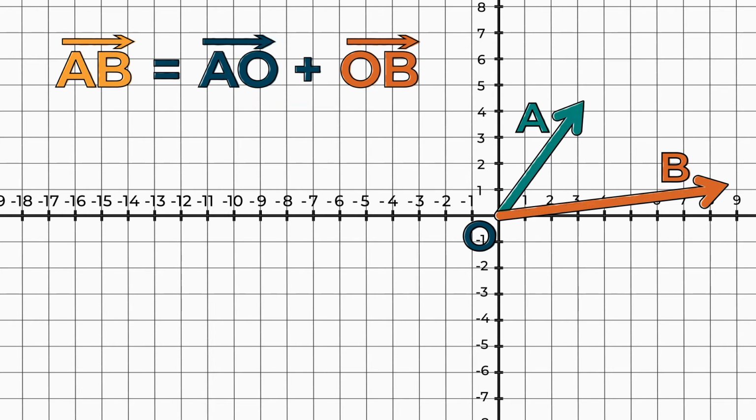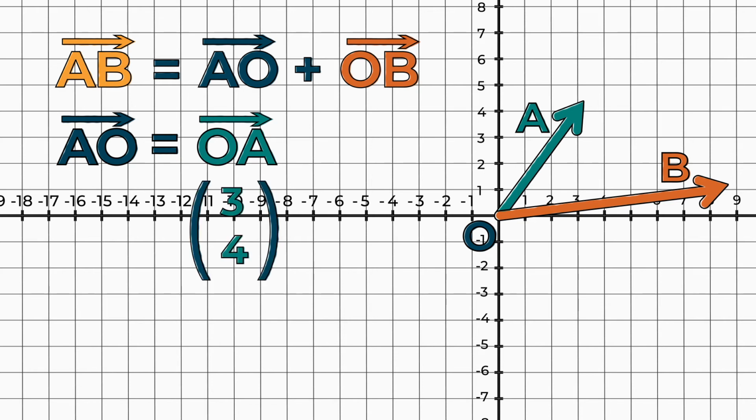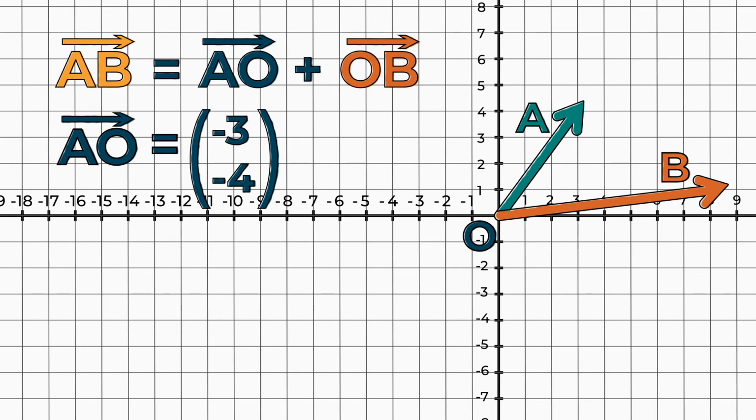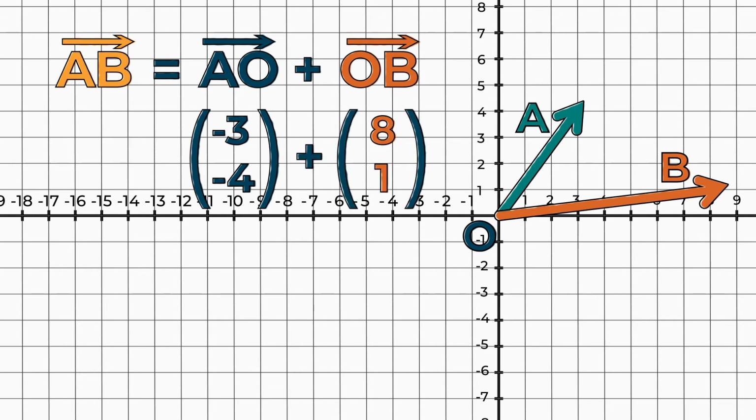But we do not have AO, or do we? Well, AO is the negative of OA. Remember that. Therefore, AO is the negative of 3 and 4. So AO is minus 3, minus 4. We have OB, so we don't need to figure that out. So we've got it. AB equals AO, which was the negative of OA, remember that, plus OB.